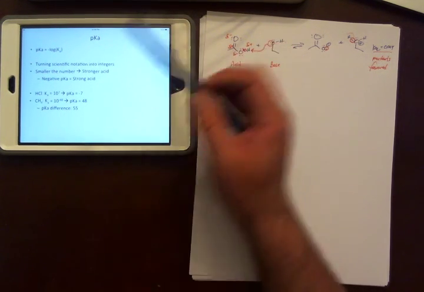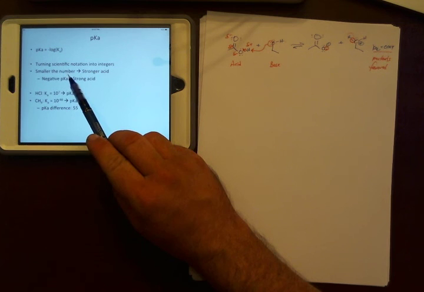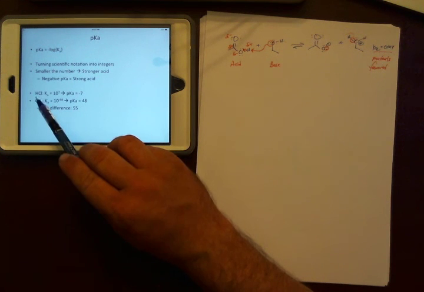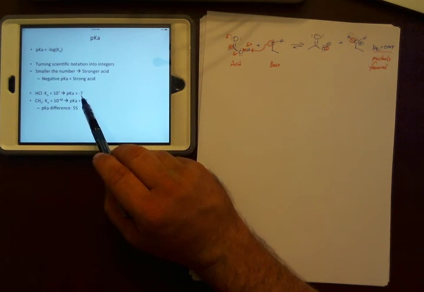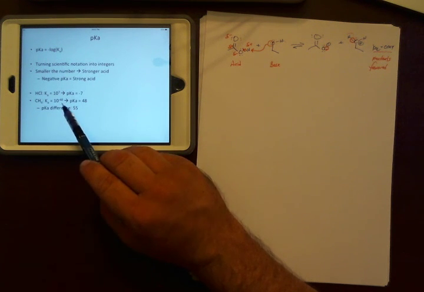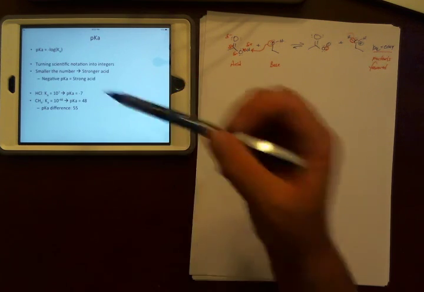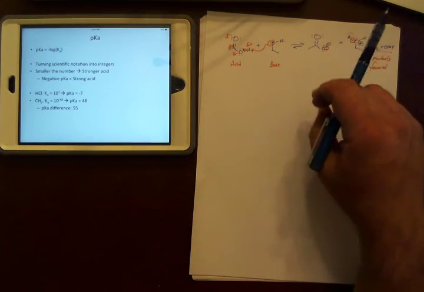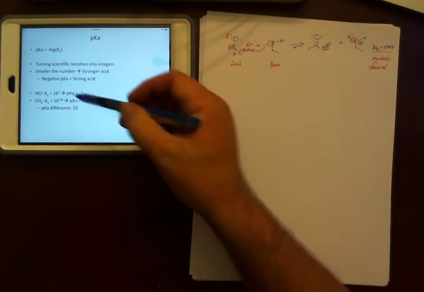But you have to be careful though, because you're taking the log. The smaller the number, the stronger the acid. Negative pKa equals strong acids. So when you take the negative log of 10 to the 7th, you get -7. Methane, take the negative log of 10 to the minus 48th power, it ends up being 48. So the pKa difference here is 55. But what that means, because we're talking about logs, is that the actual difference is 10 to the 55th. It's not 55.